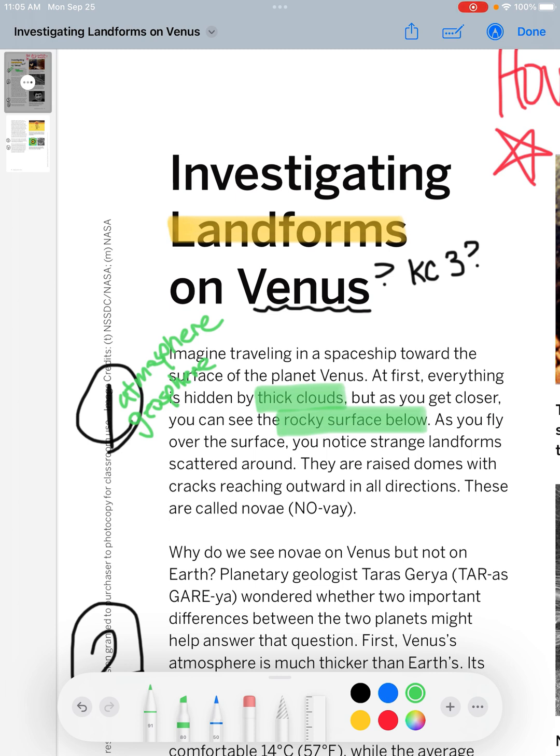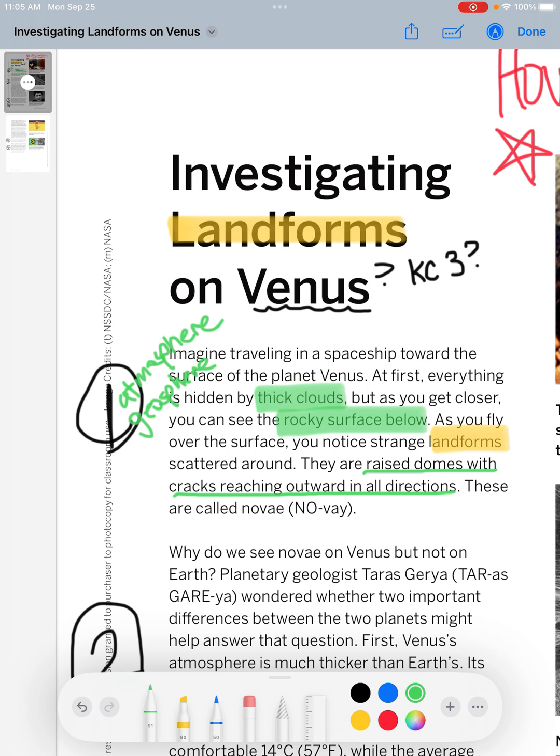It says, as you fly over the surface, you notice strange landforms. There's my landform vocab. Strange landforms scattered around. They are raised domes with cracks reaching outward in all directions. So this landform is described as raised domes with cracks reaching outward in all directions.